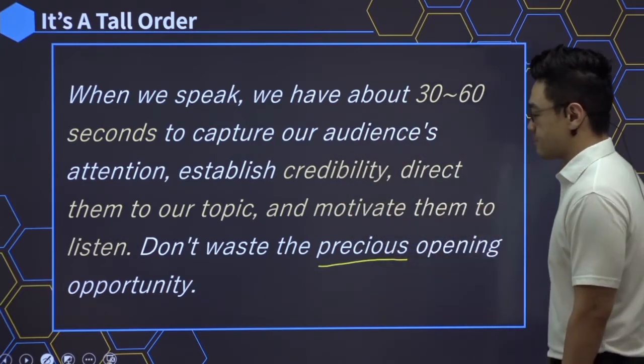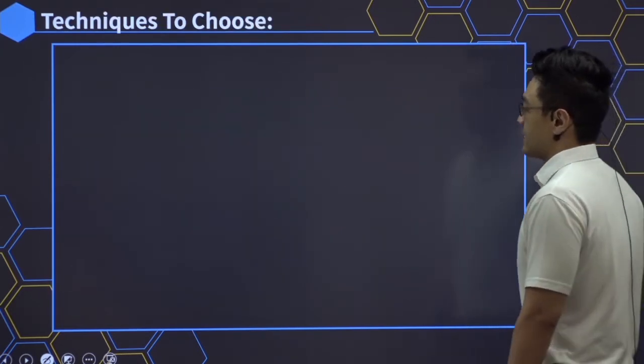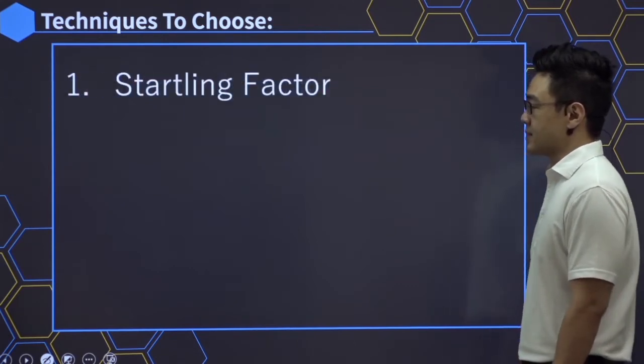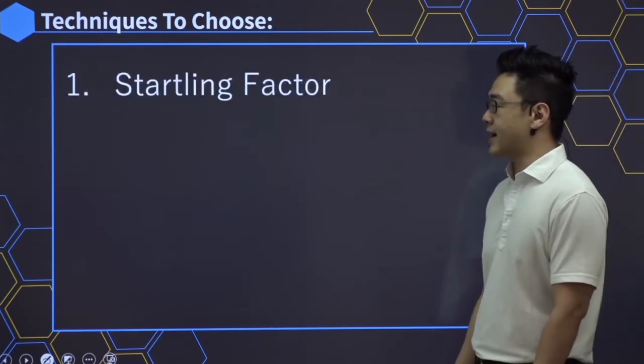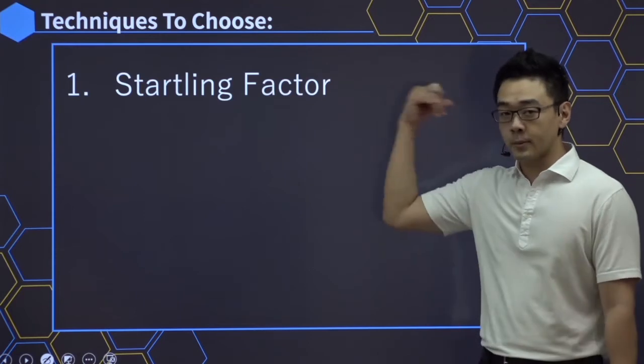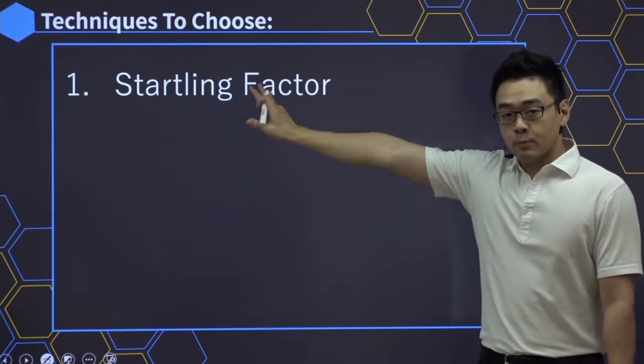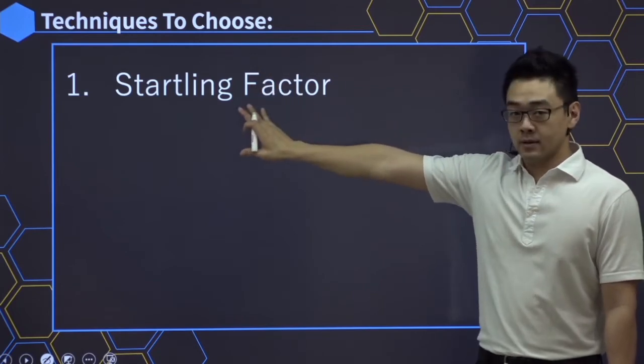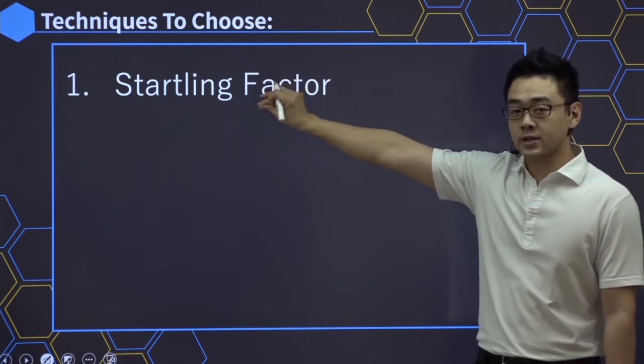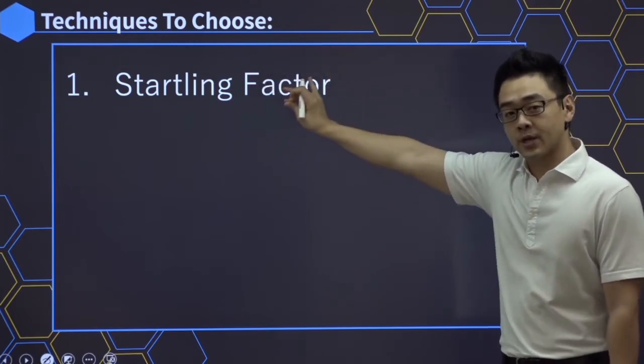Okay, so let's keep going. Techniques to choose. Several things that you can do. You can do startling facts. So we talked about that in the first introductory class as well. Provocative statement. That's a startling fact. How do you shock people?